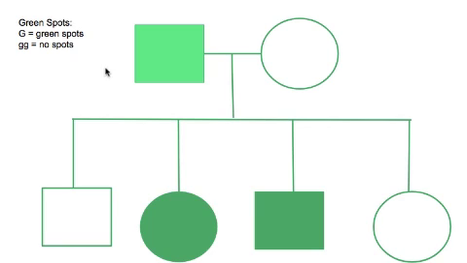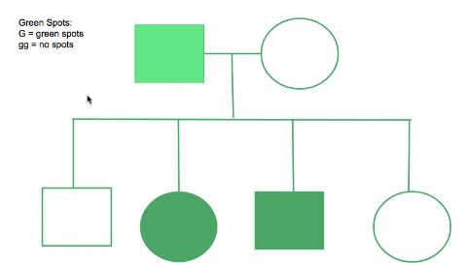Now you're going to try to figure out the genotype of each individual in this pedigree. It's a simple pedigree with only two generations, generation 1 and generation 2. So again, the shaded ones are the individuals that have the trait, okay? So in this case, it's the recessive trait. So it's going to be no spots. The individuals that have the non-shaded shapes have green spots, okay?